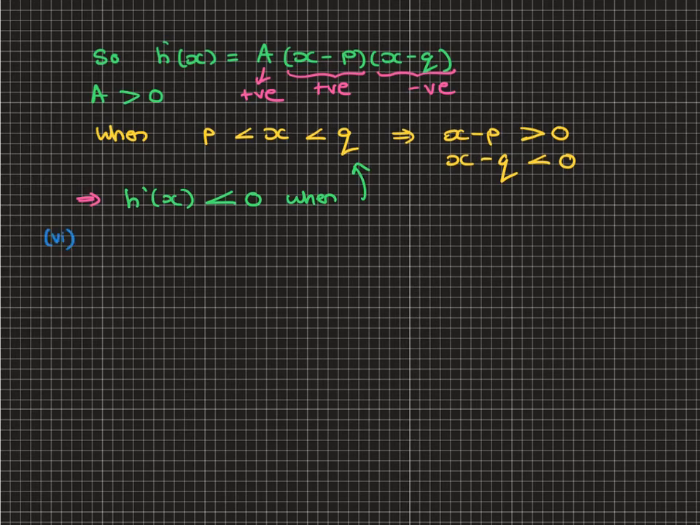Now this takes us on to part 6, another tricky question. C and D are real numbers and there is a cubic h of x with a maximum at x equals -1 and a minimum at x equals 1. So what I'm going to do is quickly sketch what this cubic might perhaps look like.